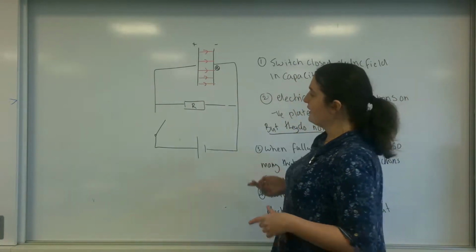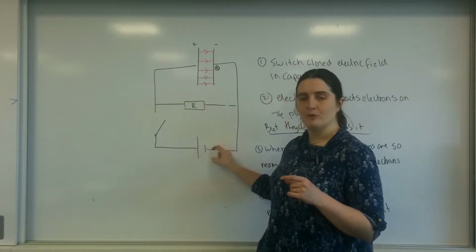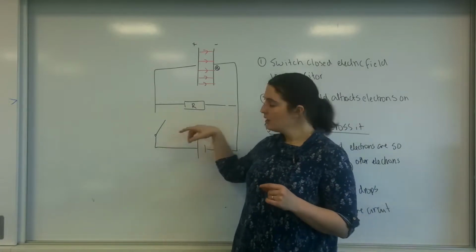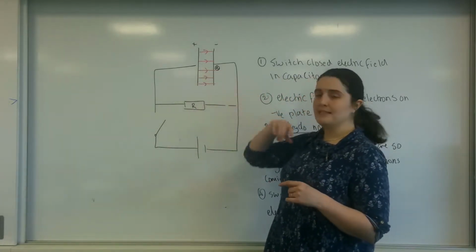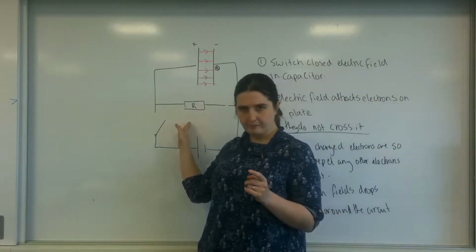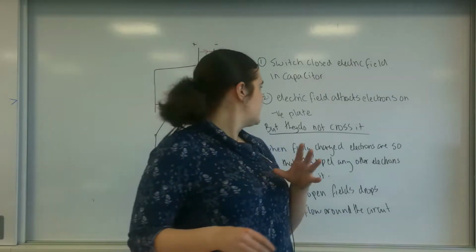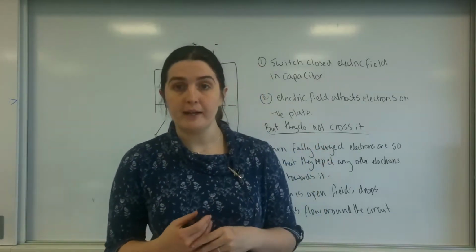Okay. So what I have here is a circuit with a cell, and I can tell this is a cell because there's one big line and one small line, a switch, a resistor, and a capacitor here. At the moment, the switch is open. What I'm going to talk about is how a capacitor actually works, and you can boil it down to four main steps.